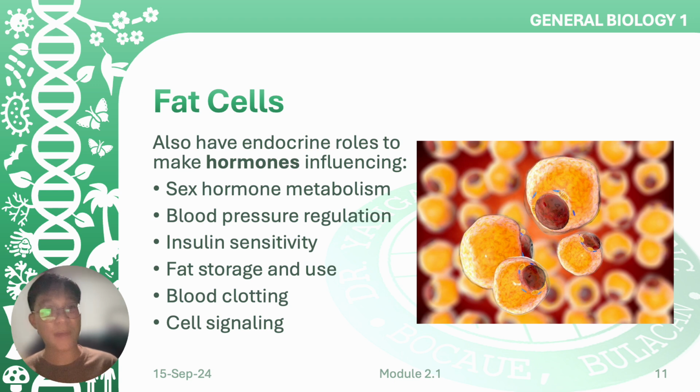Fat cells can also make hormones that can influence blood pressure regulation. It can also induce insulin sensitivity to sugar or blood sugar levels inside our body. It can also be used for storage and use of fats. And finally, fat cells can also induce hormones for blood clotting and signaling or communication between the cells.